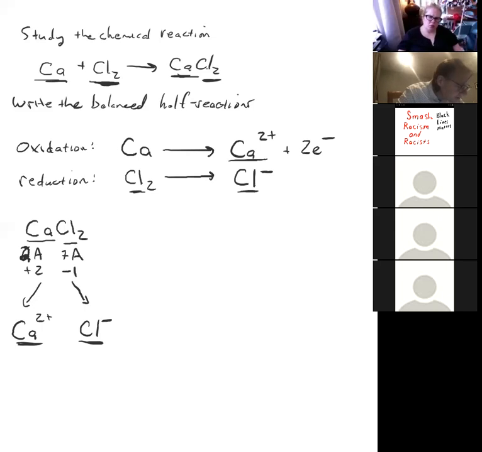However, there's 2 of them, so that means we need to balance that first. Remember, with diatomics, you're going to have to add a 2 there. So now this is more positive. That means this is more negative. So you add the electrons to the more positive side. How many? 2 times -1 is -2. So you're going to add 2 electrons.